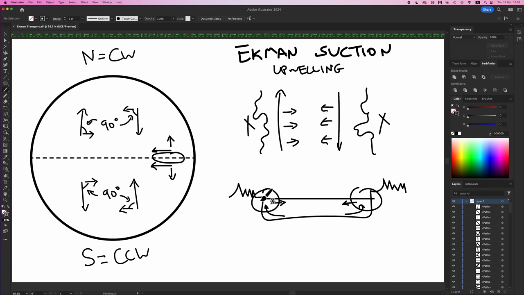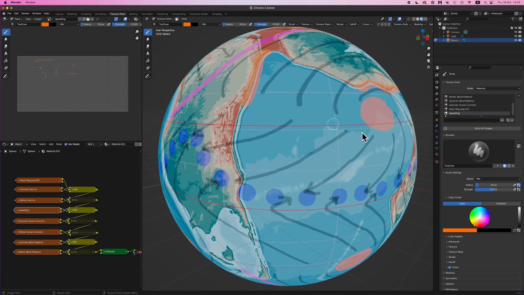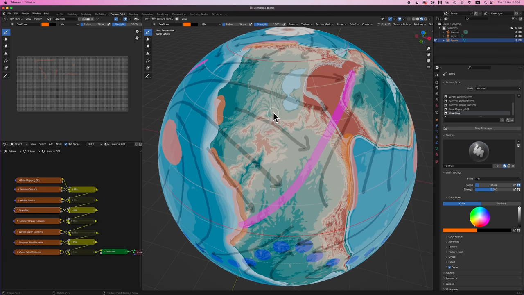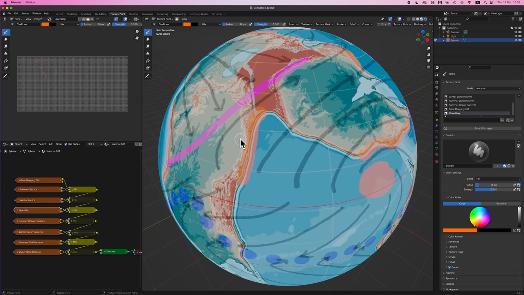Again, that would be equatorial upwelling, but we don't need to worry about it. And I'm only going to go as far as the ITCZ, and then I'll switch hemispheres later on. Okay, so it's really simple. That's all there is to it. That is summer upwelling done.